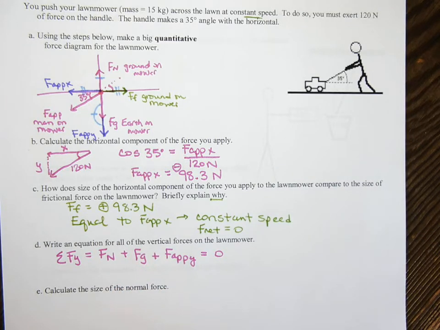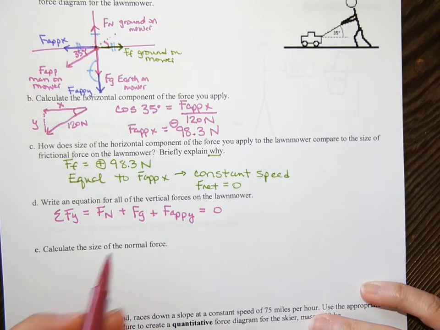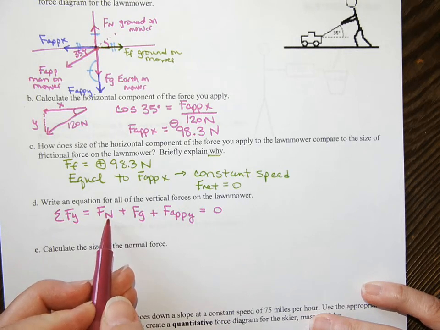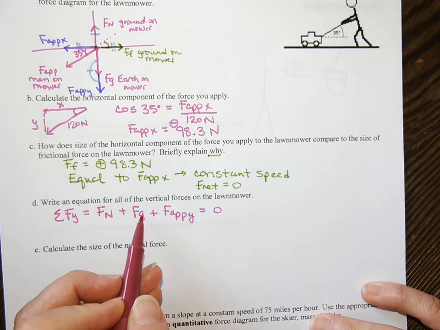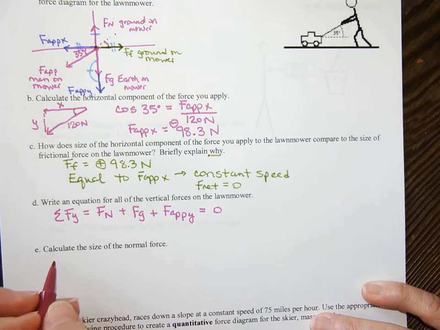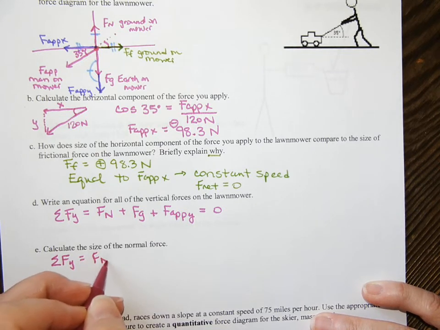In part E, we're going to be asked to use that sum of forces equation to find the normal force. If this is my unknown, I should be able to calculate the force of gravity on the lawnmower and the applied force in the y direction on the lawnmower. So I'm going to go ahead and work on that.